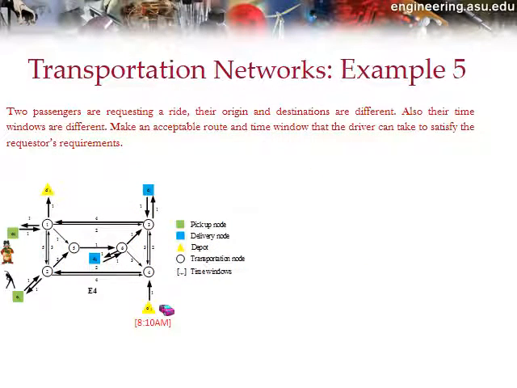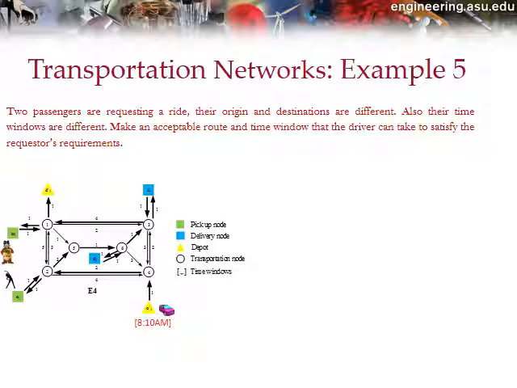So here's an example. Two passengers are requesting a ride. Their origins and destinations are different. Also, their time windows are different. Make an acceptable route and time window that the driver can take to satisfy the requesters' requirements. Passenger 1's preferred window for departure is from 8:10 to 8:17, and passenger 2's is from 8:17 to 8:21. So you can see they're going to ride share because their time windows are pretty close to each other.